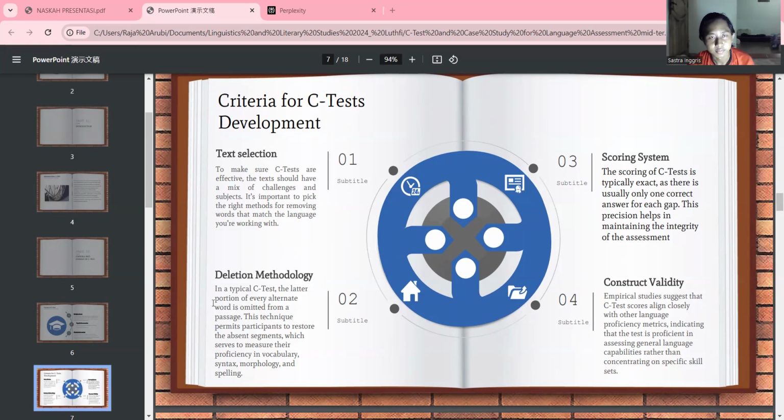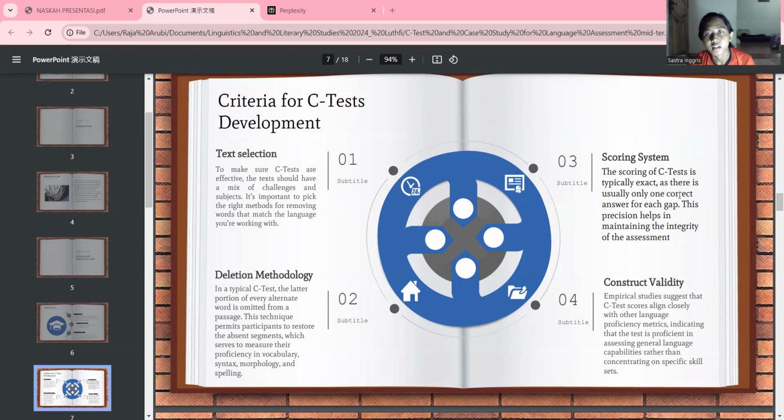Next thing, methodology. In a typical C-test, the latter portion of every alternate word is omitted from a passage. Generally, C-test is built so that every second word is a blank, right? This technique permits participants to restore the missing segments of every word, which serves to measure their proficiency in vocabulary, syntax, morphology, and spelling.